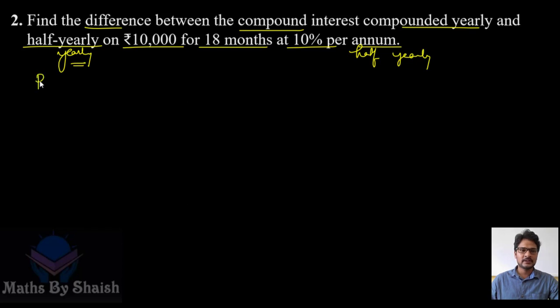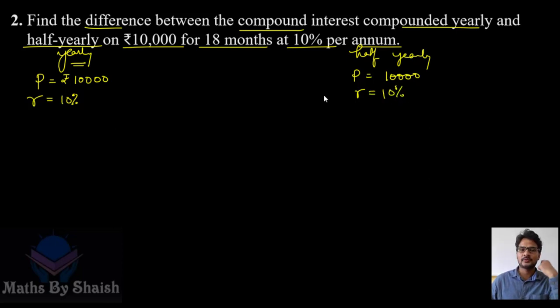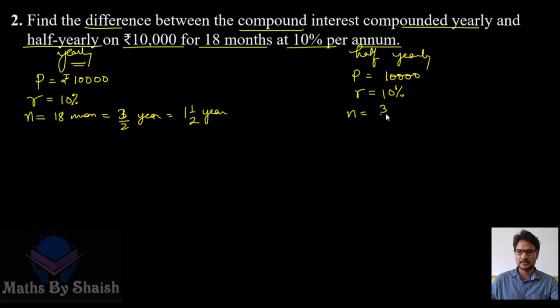For yearly, the principal, the initial amount, is 10,000. Actually it is the same for both. For half yearly as well, it is 10,000, and the rate is the same, 10% here and 10% here as well. And then we need to find the difference. So first of all, we'll find the amount, and we know that for 18 months, n is 3 by 2 years, or it is 1 by 2 years. Similarly it is here, but we will take it as 3 by 2.